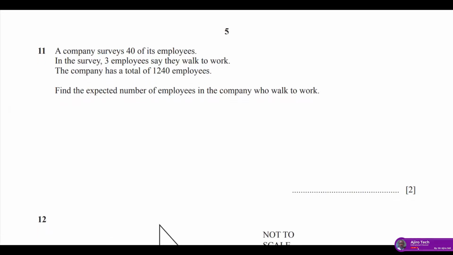11. A company surveys 40 of its employees. In the survey, 3 employees say that they walk to work. The company has a total of 1,240 employees. Find the expected number of employees in the company who walk to work. If there is no bias, we have 3 out of every 40. Multiply by everybody working for the company. So more or less you have 31 times 3, 93.